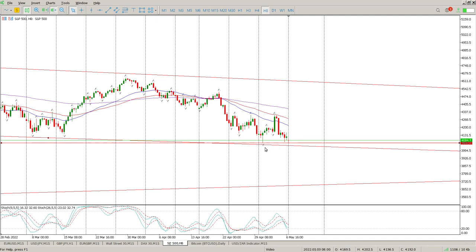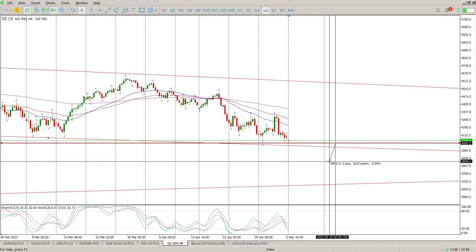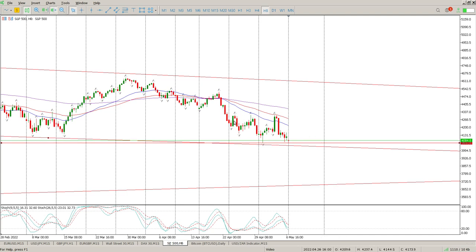So any drop at the moment is probably 100 points on the index, which on my chart here with my leverage is 1,000. 3,900 would be around 1,500 pips to the downside, so another 4% move, 3.8% move to the downside. So that's kind of what we have brewing at the moment.